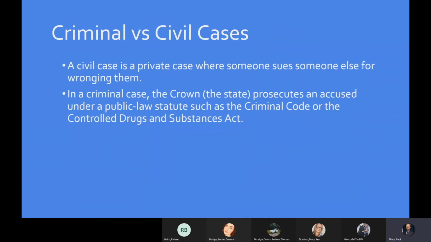Courts hear both civil and criminal cases. As I spoke about earlier, criminal cases deal with crimes and misdemeanors that offend the legal system and criminal law in Canada. We're not so much focused on that in this course.